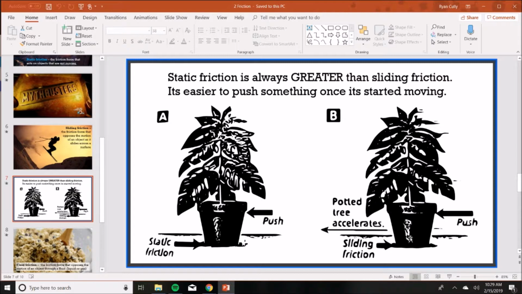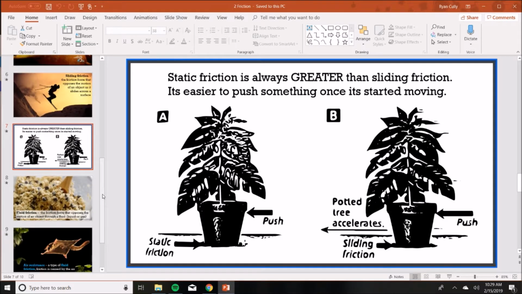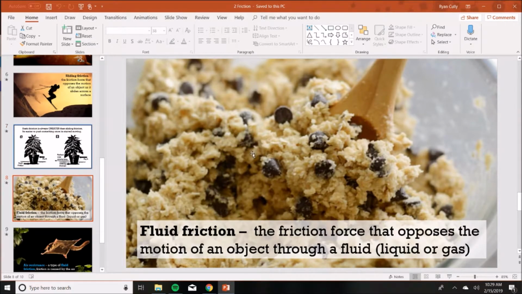Now it's important to note here, notice friction, the direction of the arrow is exactly opposite the push force. That makes sense because friction is defined as the force that opposes motion. All right, so that's static friction and sliding friction. There's another type called fluid friction.